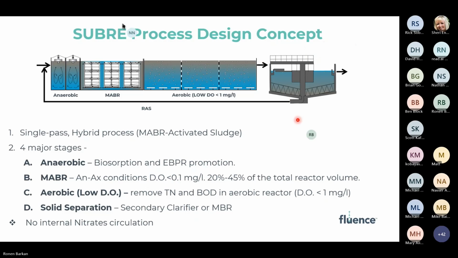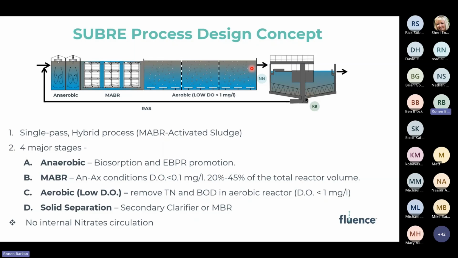The secondary clarifier can work with 4,000 milligrams per liter of MLSS. MBR can work with up to 10,000 milligrams per liter of MLSS and allows us to enjoy the benefit of the two conditions. Again, it depends on the client's needs. I just want to make it clear that we have no internal nitrate circulation because it's a single pass, and the fact that we get our total nitrogen right at the end of the aerobic reactor means no need for more nitrate or denitrification process.